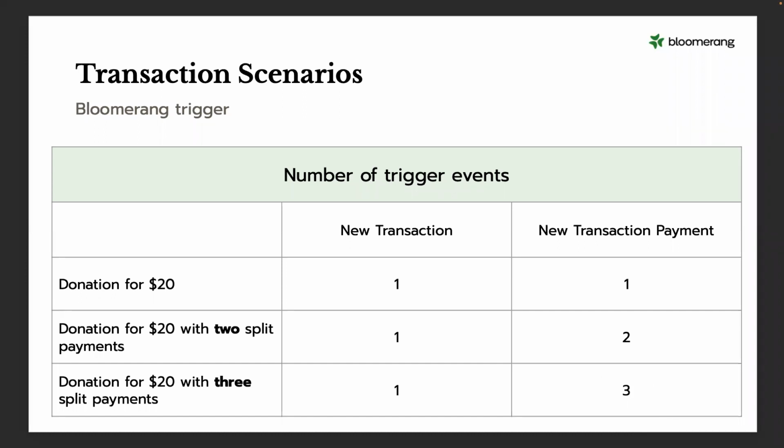So you can see there's this difference when you are dealing with split payments in Bloomerang and which trigger you would want to use based off of how many times you want your Zap to run. If you're running it once per transaction or once per split in that transaction.